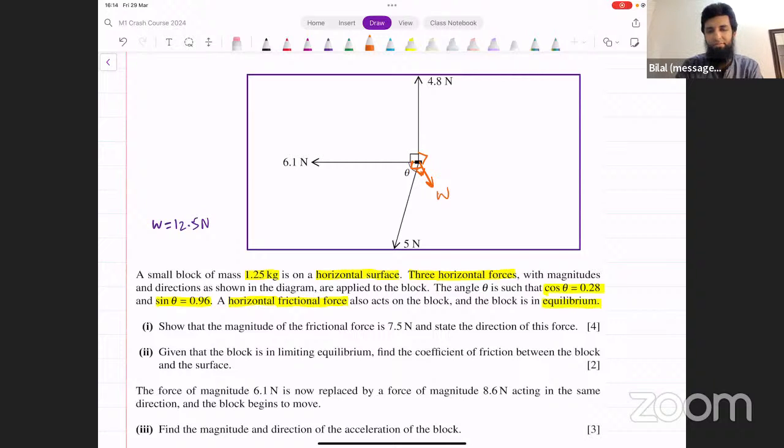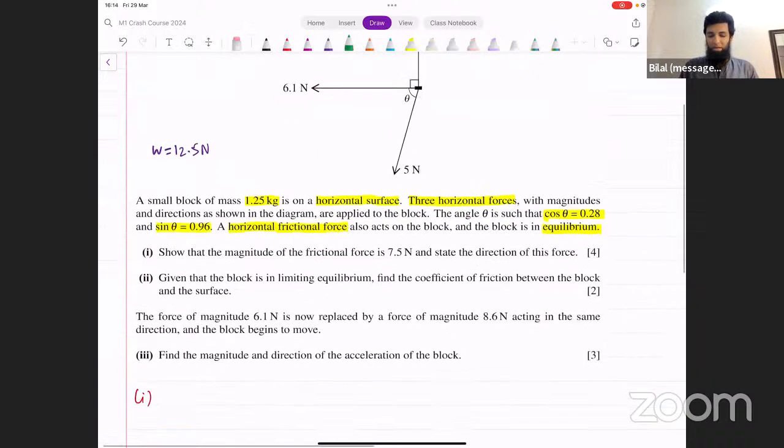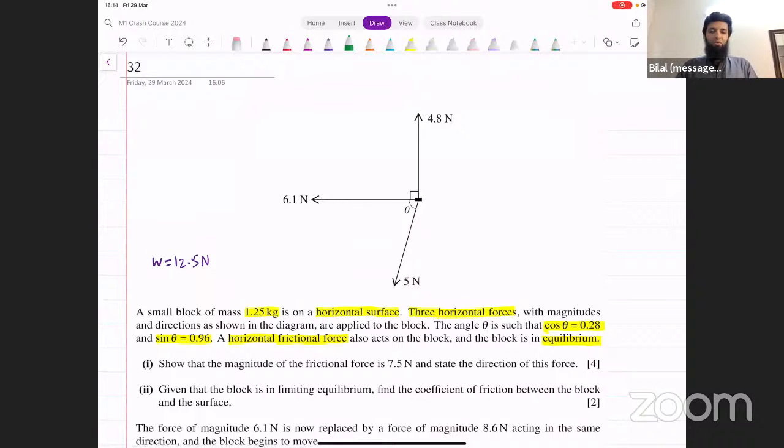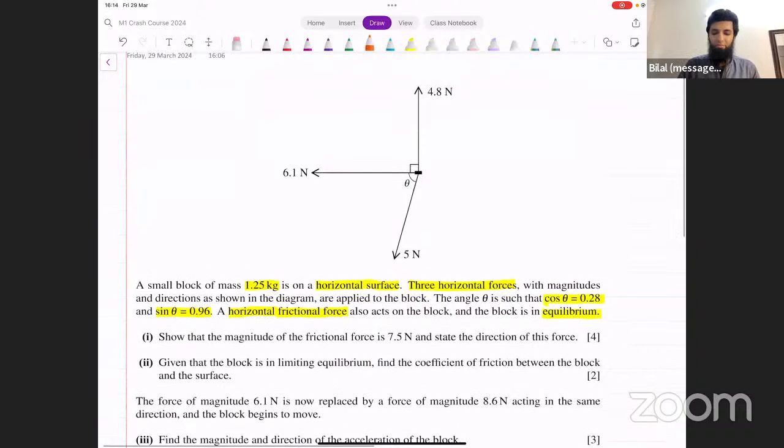Does that make sense? Yes, sir. So that is why when we are considering the forces acting along the surface, we are not considering weight. So that basically is clear then that we are not going to be considering weight in this case, because that's going into the plane.